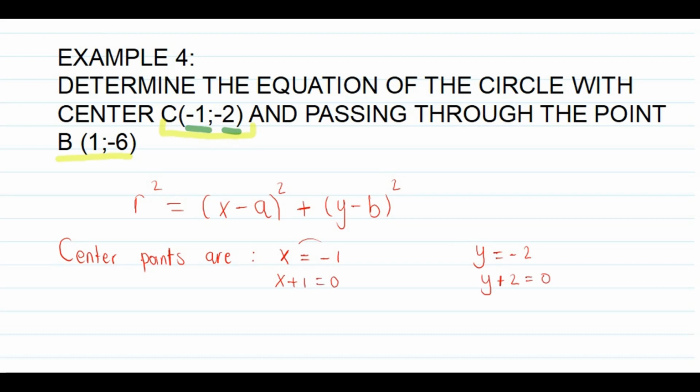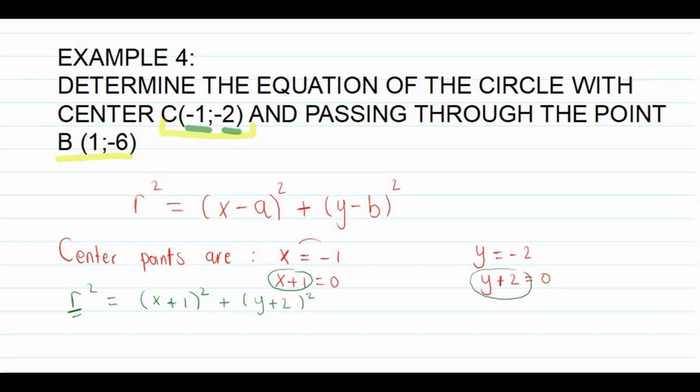So we put that into our equation of r squared, which is equal to x plus 1 all squared plus y minus b, which is y plus 2, all squared. And we are short here. So how can we calculate our radius? We are given another point on our circle, the point B. So what do we do with that point?